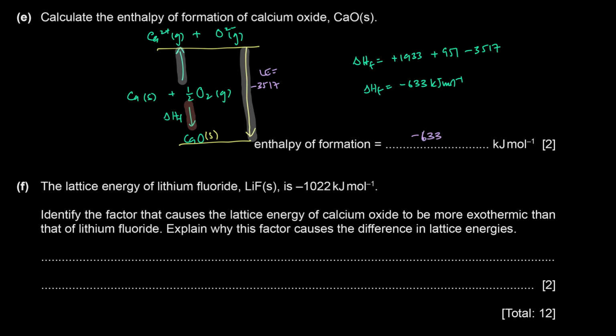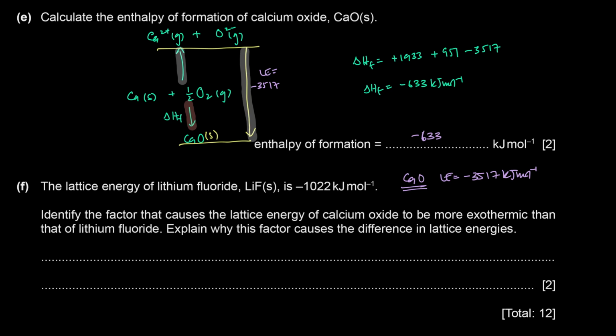Now for calcium oxide, our lattice enthalpy is negative 3,517 kilojoules per mole, right? Whereas for lithium fluoride it is negative 1,022. So what factor causes the lattice energy of calcium oxide to be more exothermic? We know that it's much more exothermic than lithium fluoride, right?